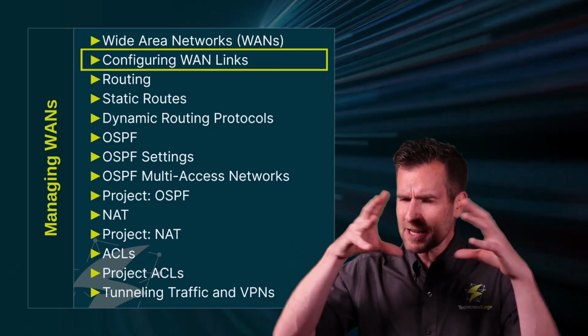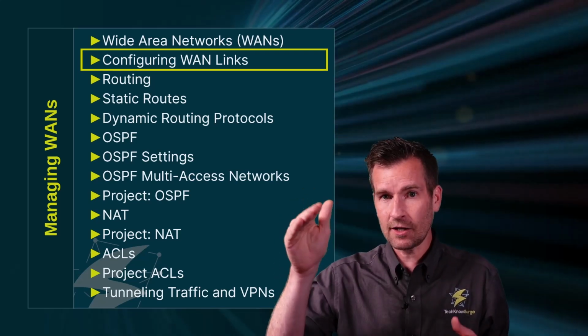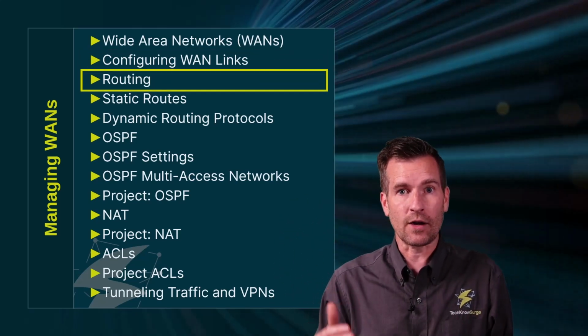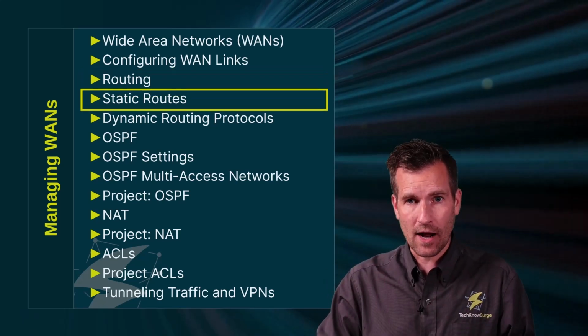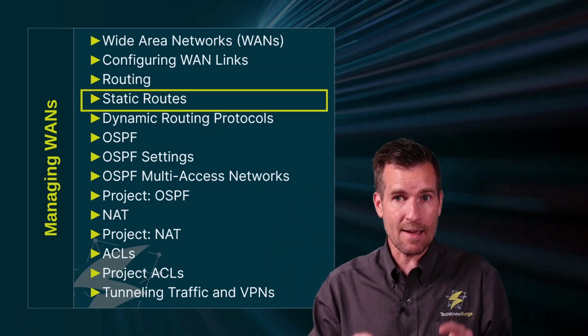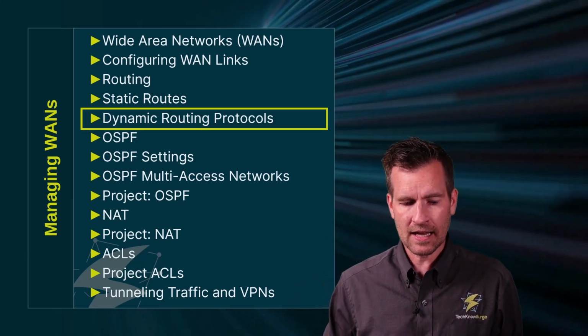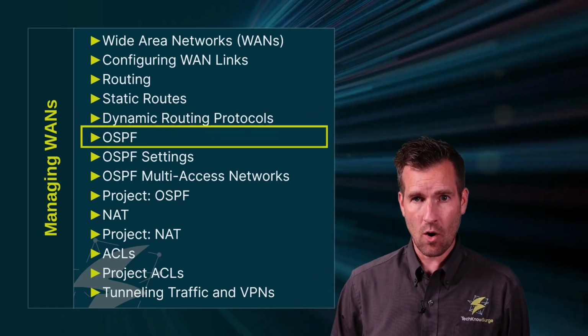Then just because we configure the WAN links doesn't mean we have end-to-end connectivity. So we're gonna start talking about routing and how routing works. We'll get into static routes and how to set up communication using static routes. We'll get into dynamic routing protocols and look into RIP and some other routing protocols. And then we're going to take a deep dive into OSPF.